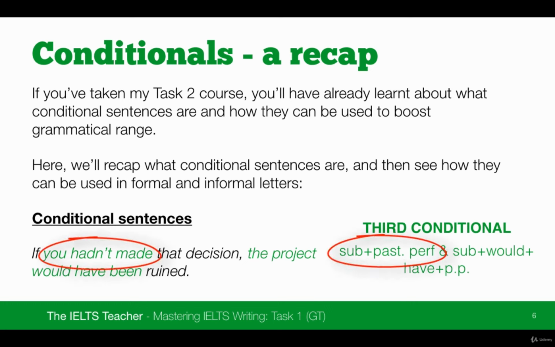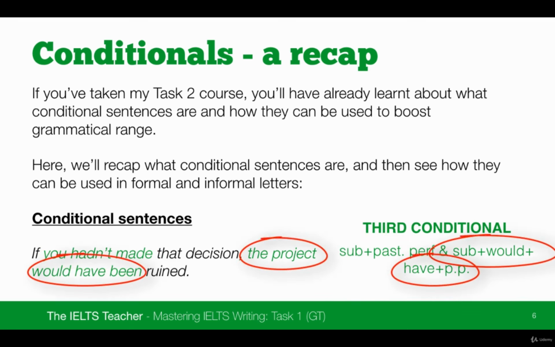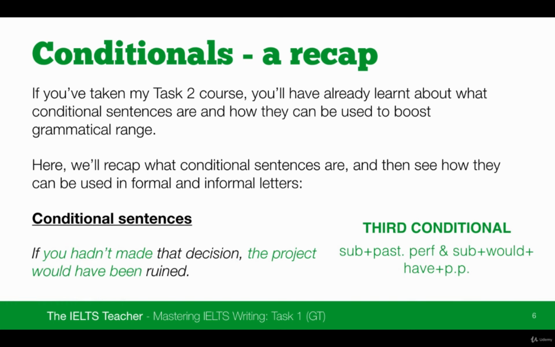Here we're using the subject plus the past perfect in the dependent clause, the cause clause, and subject plus would or wouldn't plus have plus the past participle in the result clause, the independent clause. So this one's quite tricky to master, but it can be very useful to show your wide grammatical range if you can use it accurately and at an appropriate time in your letter. And that's what we're going to be thinking about now.